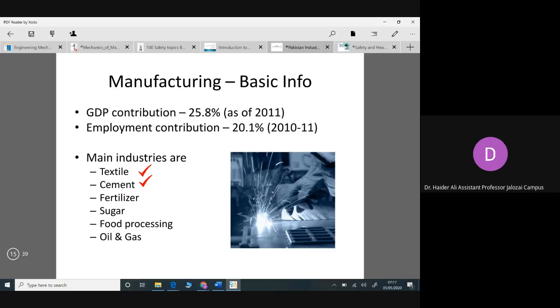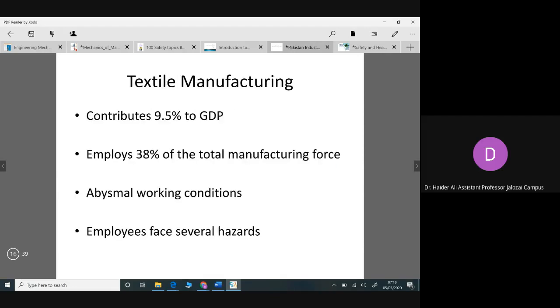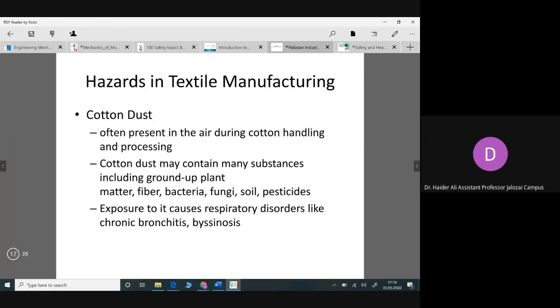Again, manufacturing, some basic info. GDP contribution was 25.8% in 2011, and employment contribution was 20.1% in 2010-2011. The main industries in Pakistan are textile, cement, fertilizer, sugar, food processing, oil and gas, and again the main ones are textile and cement. I'm not going to go into the detail of this, but the conditions in these industries are not good. For example, you can have cotton dust in the textile industry, and while handling cotton, that dust can cause breathing problems or respiratory disorders like chronic bronchitis.